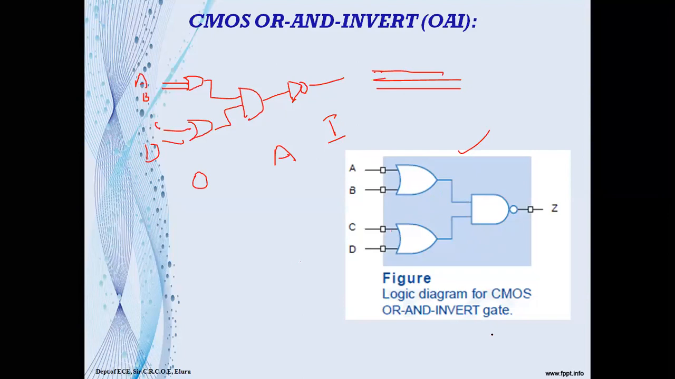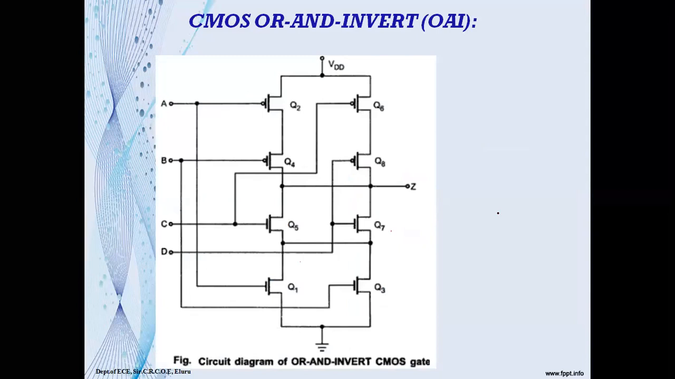So here let's see the circuit for this logic circuit. Here we have an example of the circuit. Similarly, it is quite opposite to the previous one, where we had AND and OR. Now we have the OR and AND. Let's see the circuit here, the CMOS OR and inverter.